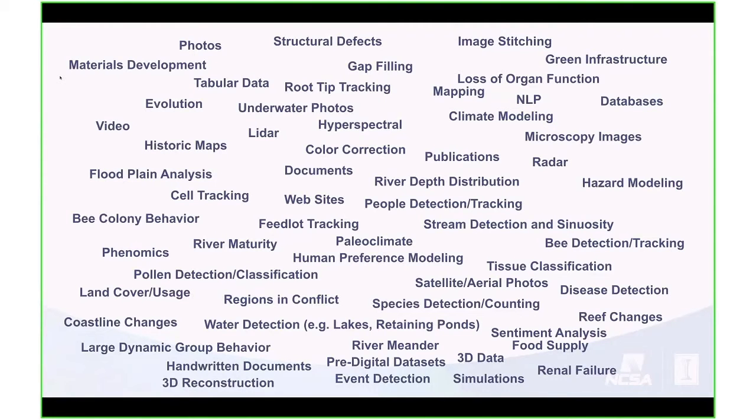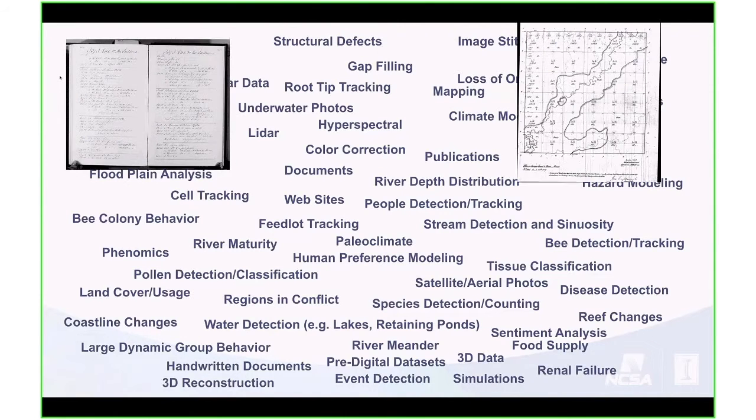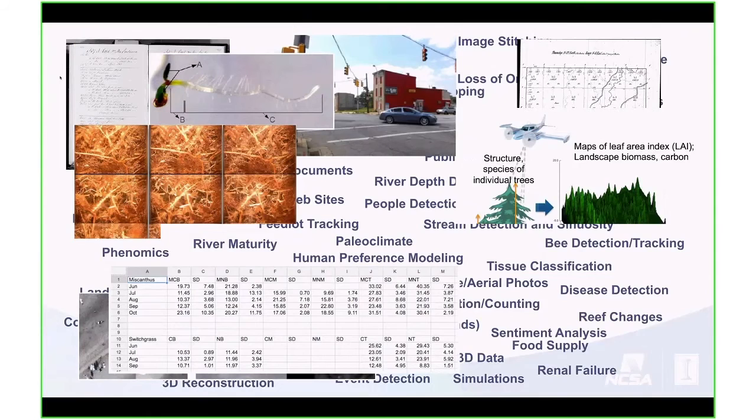Extracting rivers from an old historical map, so that you can overlay it on a modern day location, because those things change over time. Hyperspectral data, color corrections, all kinds of different stuff. So the idea here is it's diverse. Lots of different kinds of data sources in the scientific community.